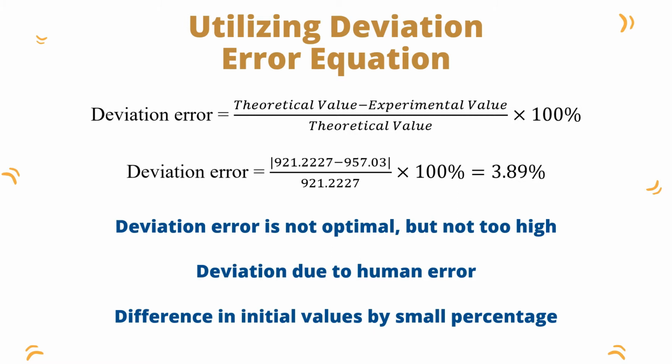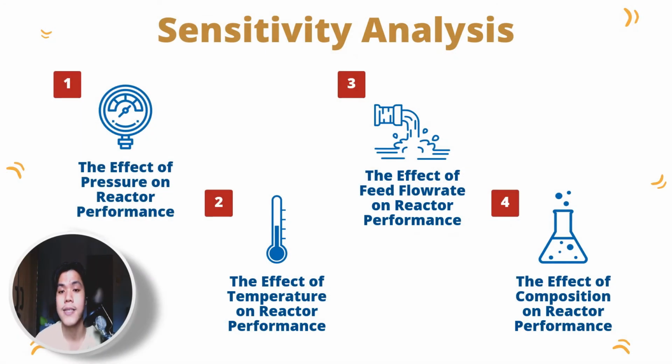This deviation error is not optimal, however, it is not too high. The deviation error may be due to human error or some difference in initial values by a small margin or percentage when compared to the simulation calculation. And finally, the sensitivity analysis of the reactor performance. There are four variables: the effect of pressure on the reactor performance, temperature, feed flow rate, and lastly, composition.